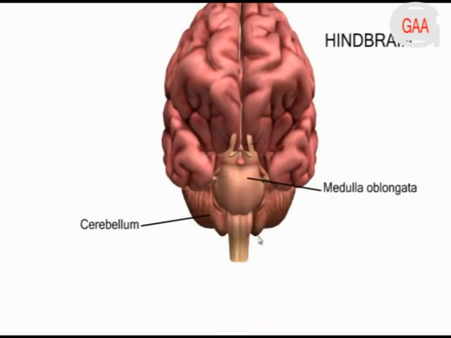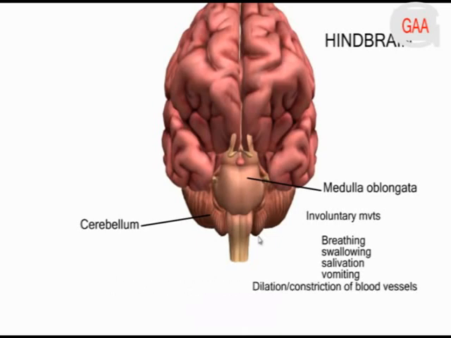The hindbrain. The major parts of the hindbrain are the cerebellum and medulla oblongata. The main function of the cerebellum is the maintenance of body balance and posture. It is achieved by controlling and coordinating muscular movements. The medulla oblongata controls involuntary activities such as breathing, swallowing, salivation, and vomiting. It controls dilation or constriction of blood vessels, thereby influencing blood pressure.